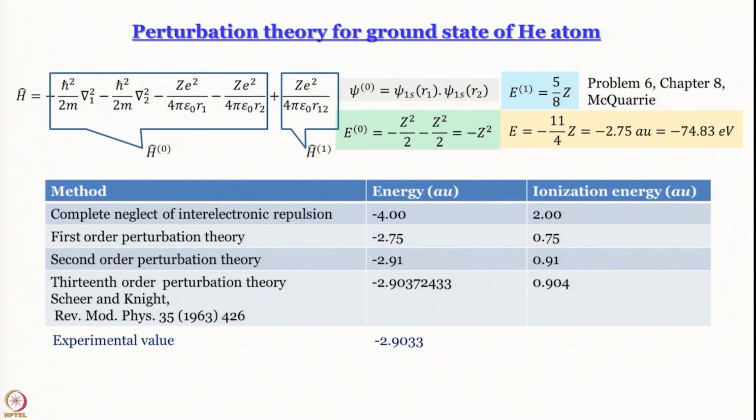Okay. Not bad. So, using perturbation theory you can actually get pretty close to the experimentally observed value, and see, your variation upper limit theorem applies here as well, right. We are not crossing it. Minus 2.90372 whatever is still more than minus 2.9033. So, that is what we get by using perturbation theory for our helium atom ground state.